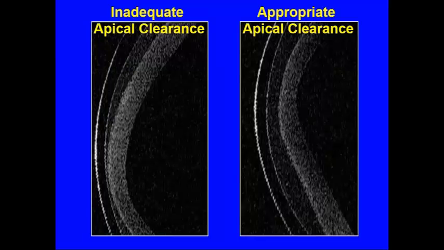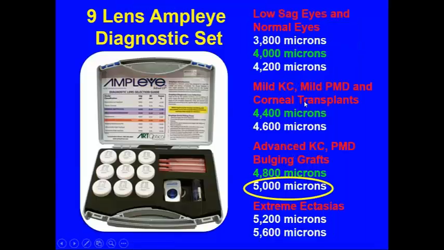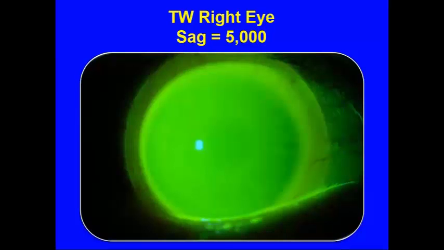So here is that lens on the eye. You can see on the left we have inadequate clearance of the lens across the apex of the cornea, and what we really want to see is something exactly like this, where we do have adequate clearance. Now, to achieve that, we're going to go all the way up to the 5,000 micron lens. And that lens is placed on the eye, and sure enough, everything looks perfect. We now have adequate central clearance. We have our 300 microns of additional clearance beneath the lens. We have peripheral corneal clearance, and we have limbal clearance.